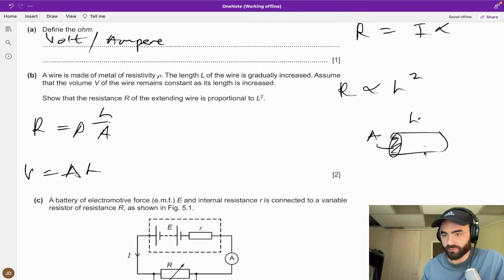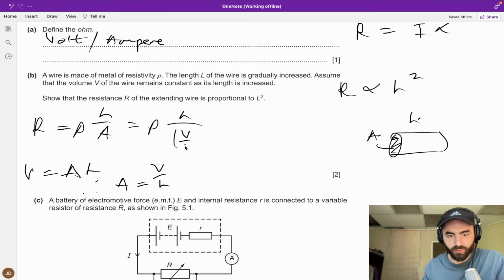This times this gives us the volume. And so therefore, we don't know what's happening to A, so if we rearrange this, we can say A equals V over L. And this is going to equal L over V over L, which gives us L squared over V.